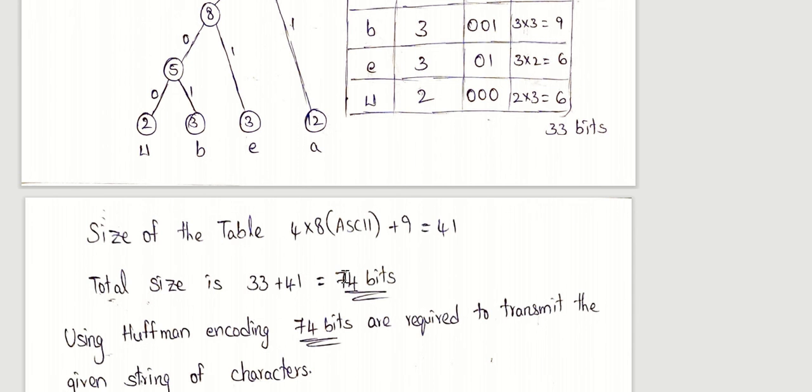If we transfer this character array without using Huffman encoding, it requires 160 bits, since it has 20 characters and 8 bits for each character. So because of using Huffman coding, we are compressing the data. Now by using only 74 bits, we can transfer the data.